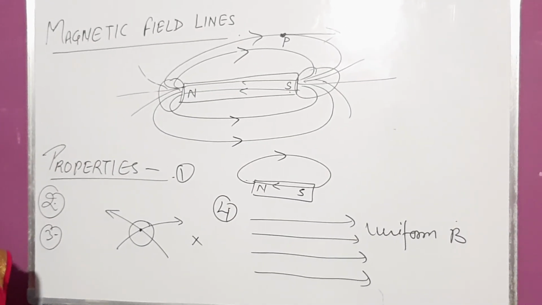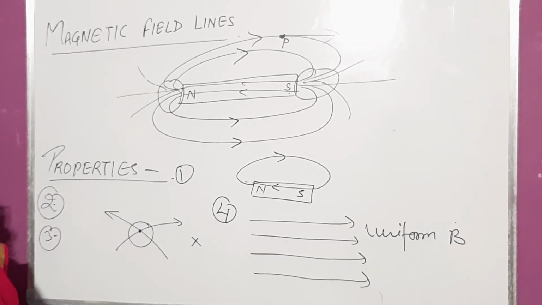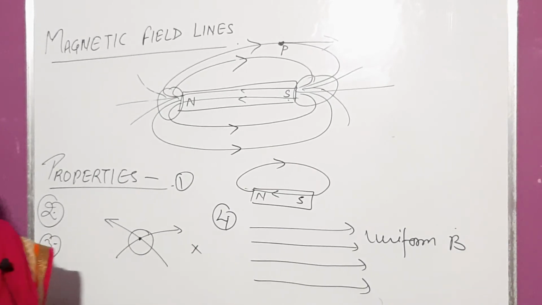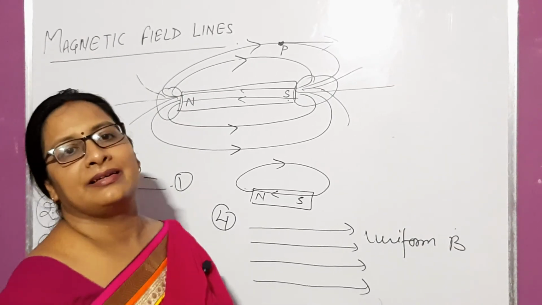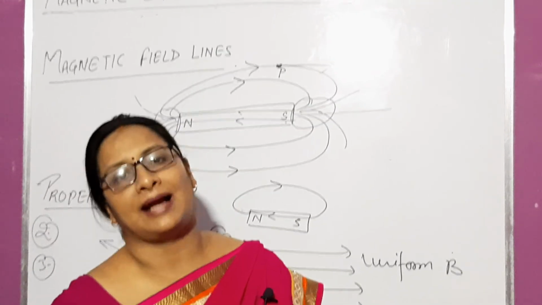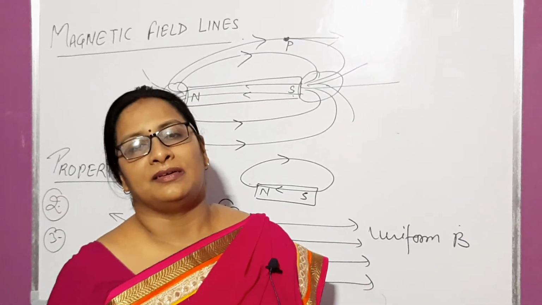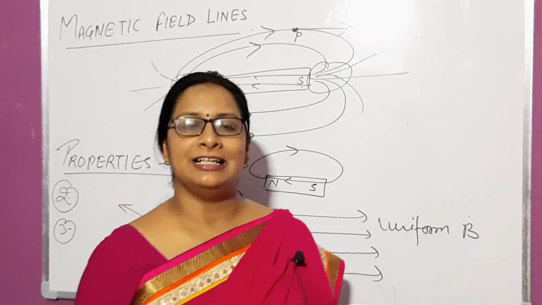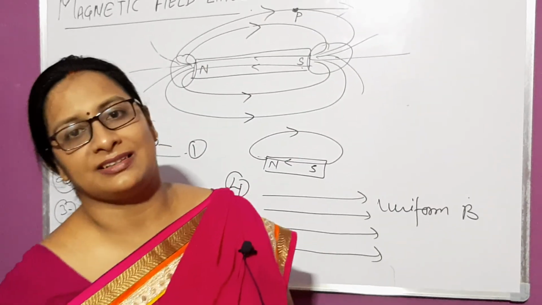Clear? And one more property, it is not a property of magnetic field lines, it is a property of a bar magnet. Like poles repel each other and unlike poles attract each other. North pole and north pole, or south pole and south pole, repel each other, and north and south attract each other.